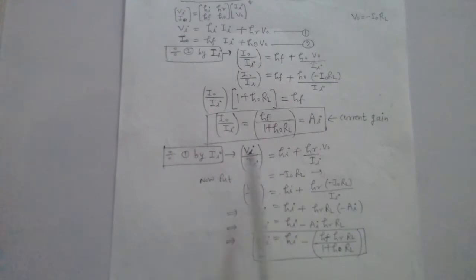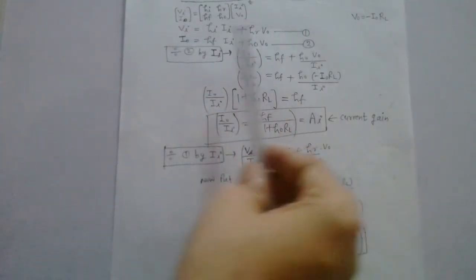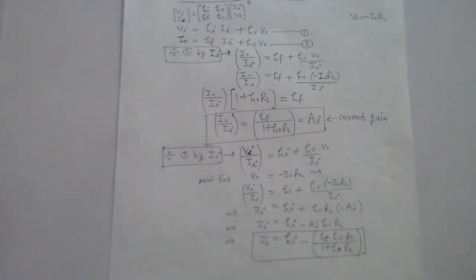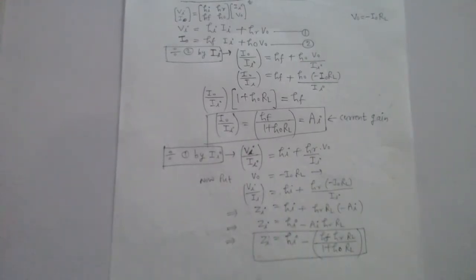What I did, simply I divided equation number 1 by II. Then I will get VI, input voltage, divided by input current II. VI by II is equal to HI plus HR VO by II. Now again you put VO is equal to minus IO RL. So here in place of VO put minus IO RL.